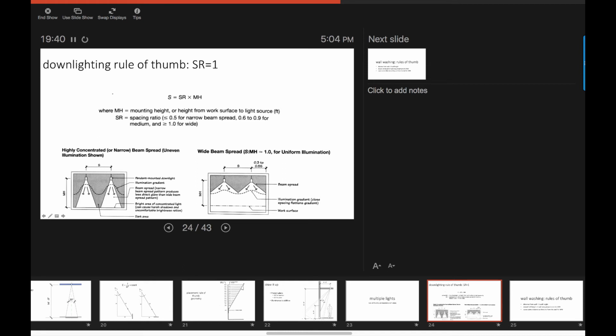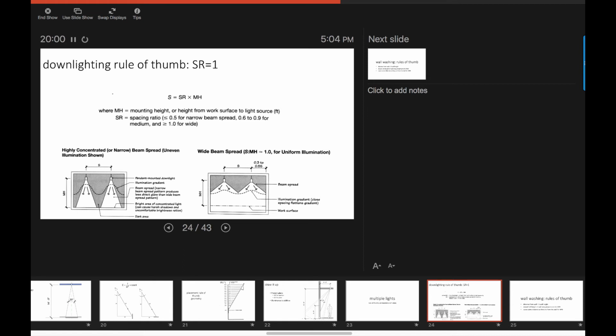Now, the rule of thumb is just use 1. So if you're downlighting a corridor and the ceiling height is 10 feet, the spacing, S, is also 10 feet, because the spacing ratio is 1. If you're lighting tabletops where the mounting height is only 8 feet, then your spacing is 8 feet.